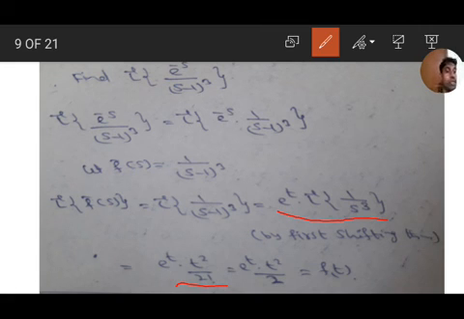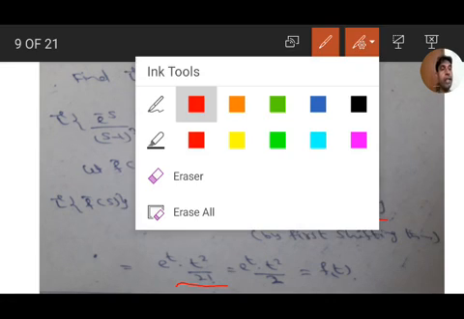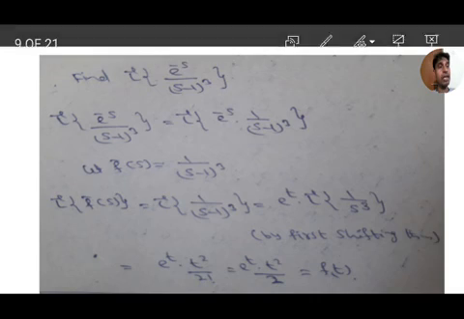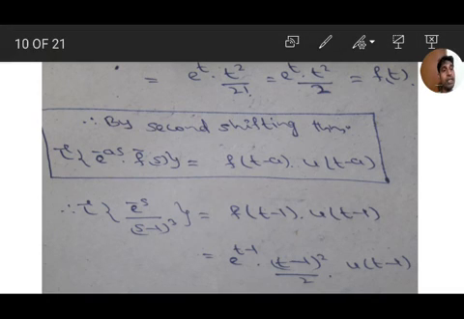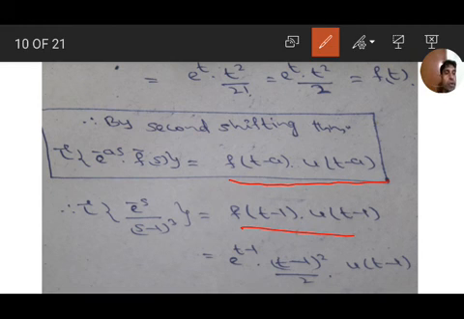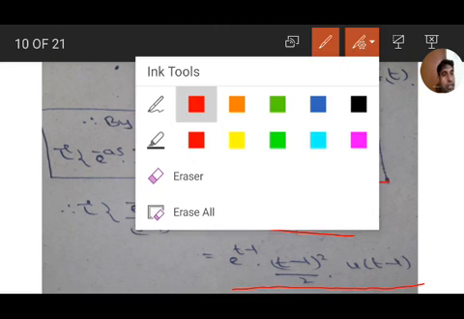Here we are using the first shifting theorem to find the inverse Laplace transform of f bar s. Then the overall inverse Laplace transform, by the second shifting theorem, is f of t minus a into u of t minus a, where here a equals 1. So f of t minus 1 into u of t minus 1. F of t minus 1 means that in the place of t in f of t, we have to write t minus 1. So e to the power of t minus 1, t minus 1 whole square by 2, into u of t minus 1. Okay, it is the answer.